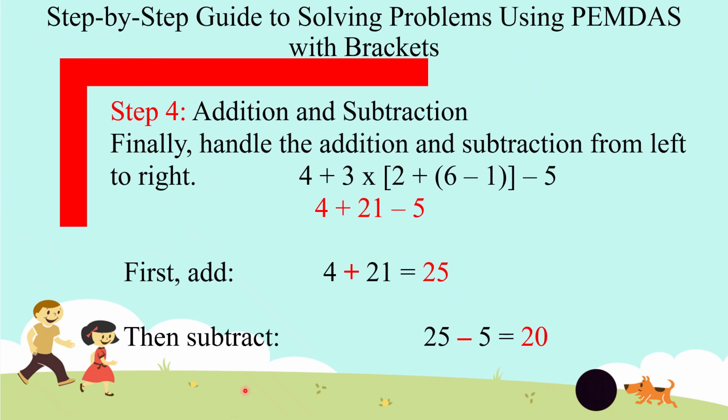Step 4, addition and subtraction. Finally, handle the addition and subtraction from left to right. First add. 4 plus 21 equals 25. Then subtract. 25 minus 5 equals 20.